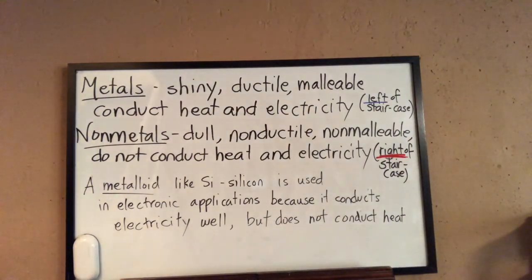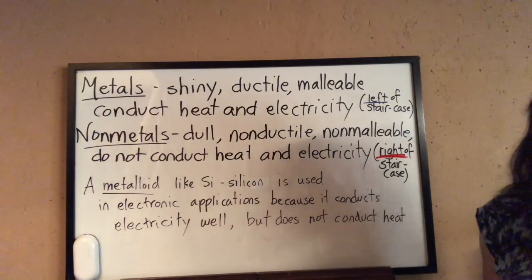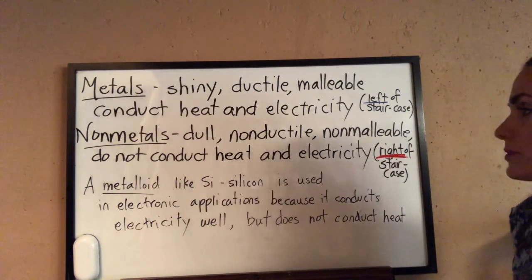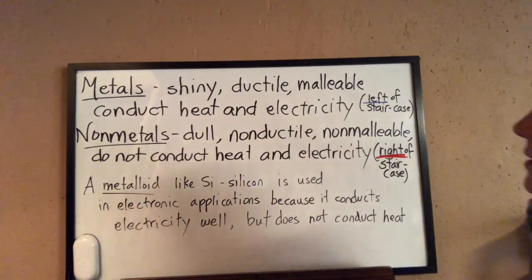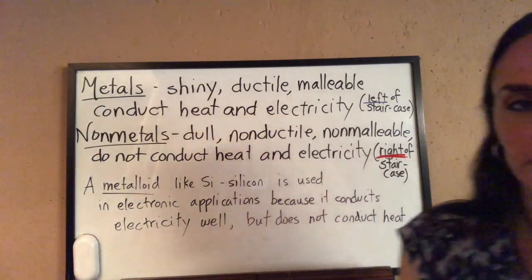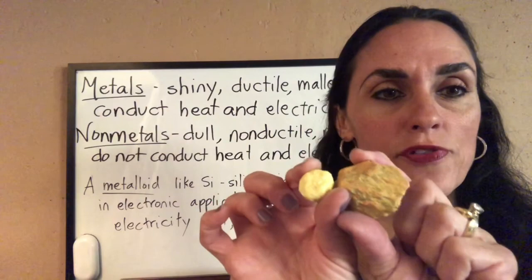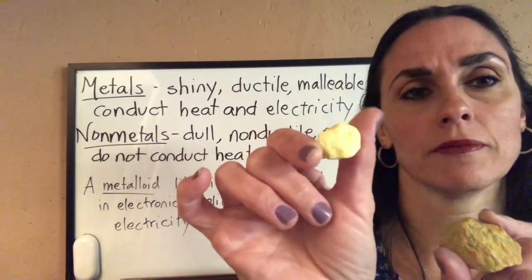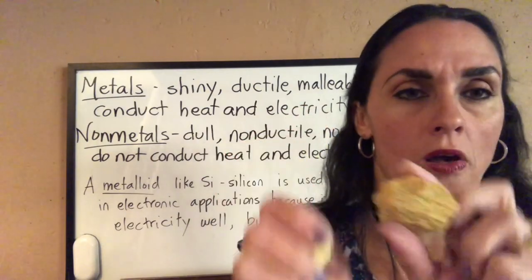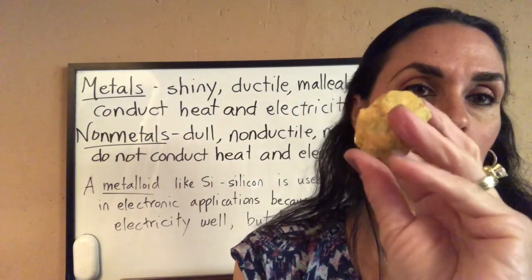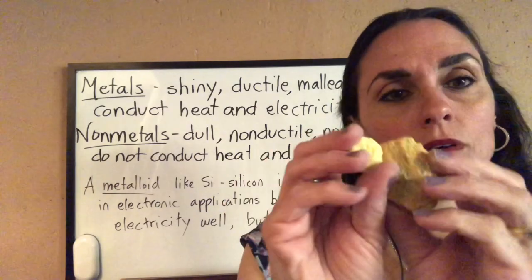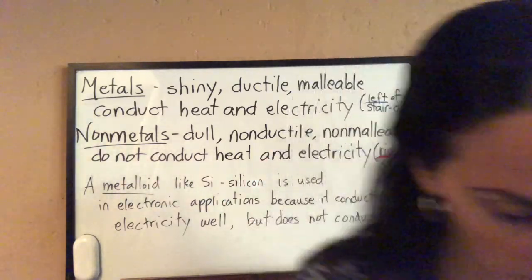Non-metals, on the other hand, are dull, non-ductile, you cannot put them into wires, non-malleable, you cannot hammer them into sheets, and they do not conduct heat and electricity. I have here 2 samples of sulfur. Could you imagine putting this into a wire? It would break apart. Same thing here. Could you imagine hammering that into a sheet? No, it would fall apart.